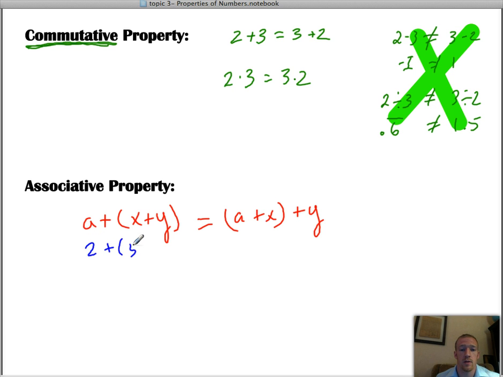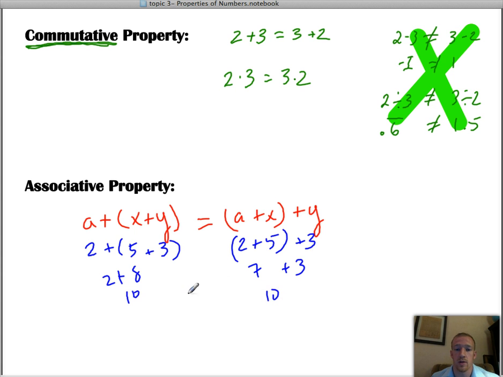2 plus (5 plus 3). Is that the same as (2 plus 5) plus 3? And yes, it is. 5 plus 3 is 8. 2 plus 8 is 10. 2 plus 5 is 7. 7 plus 3 is 10. So that works. That's the associative property. Notice that we associated the second two terms together or the first two terms together. When it's all addition, it works.